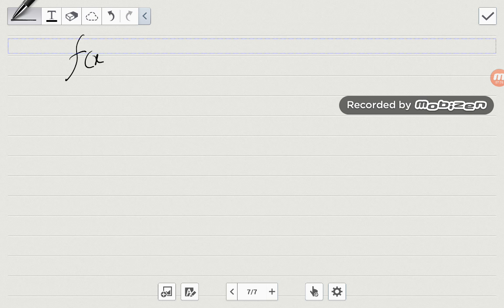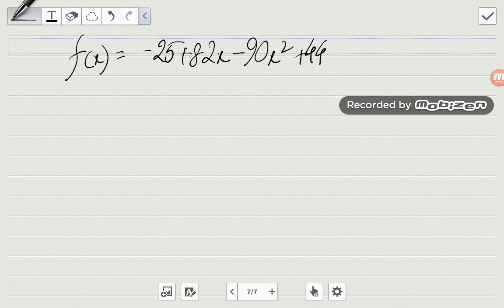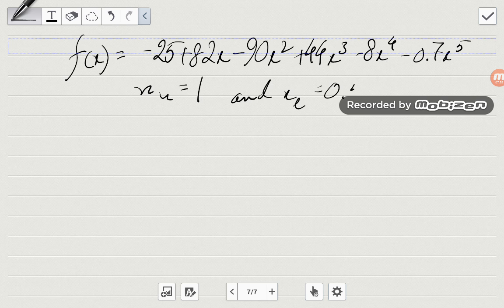Suppose we have this function f of x is equal to minus 25 plus 82x minus 90x squared plus 44x cubed minus 8x to the 4 minus 0.7x to the 5th. We are given the initial guesses xu equals 1 and xl equals 0.5.